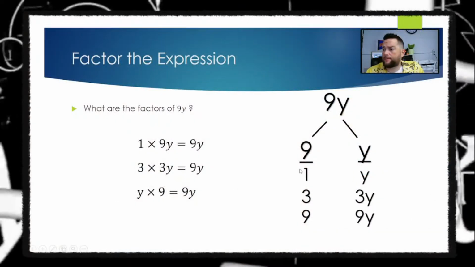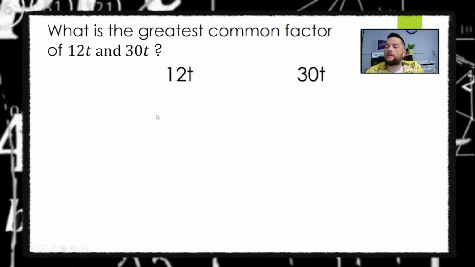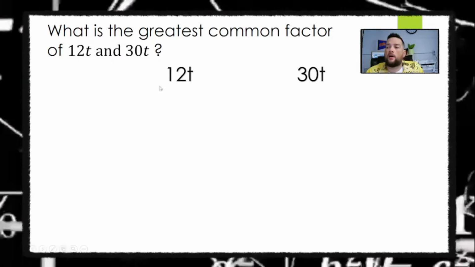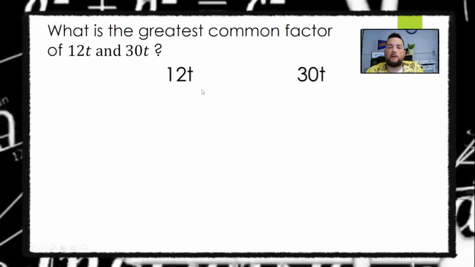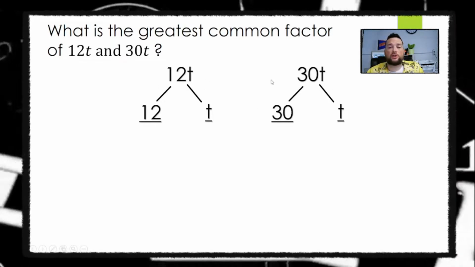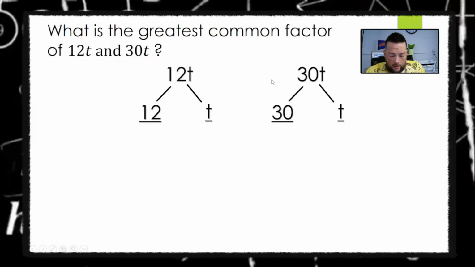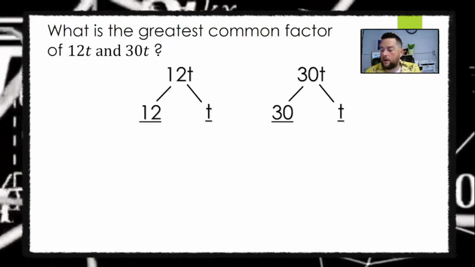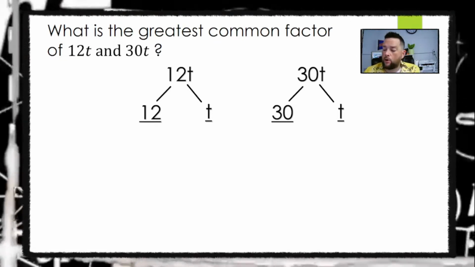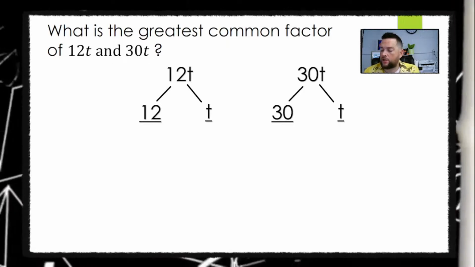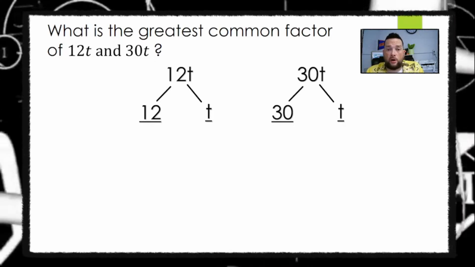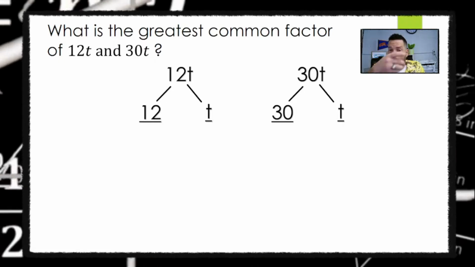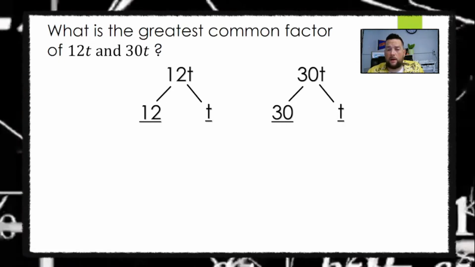So let's try this one. You've got two numbers now. We want to know what the greatest common factor is of two numbers who both have variables. So now what you need to do is you need to factor both of these numbers. Split off the 12 from the t, split off the 30 from the t, all right? And then I want you to take a guess. You haven't learned how to do this yet, all right? Maybe you already know how to do this, but take a guess on which one you think is the greatest common factor. Circle it, and then come back to see if you got the right answer or not, right?